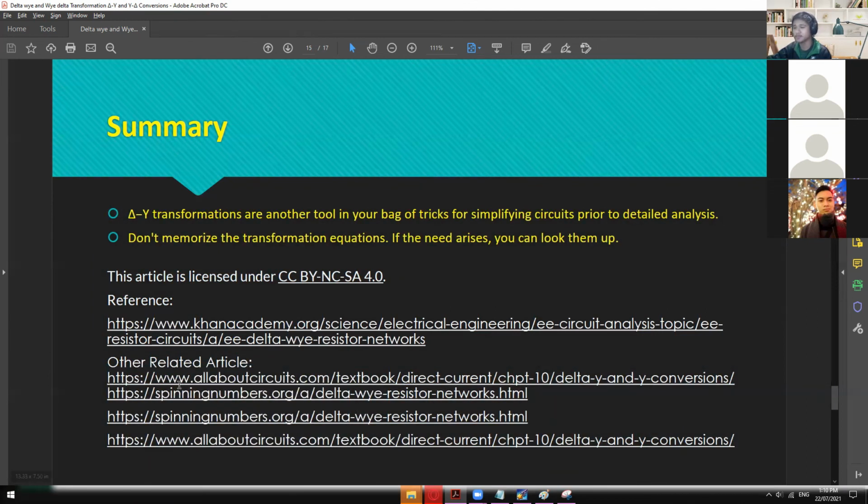So number 1 is www.allaboutcircuits. We have Spinning Numbers, another Spinning Numbers. Naulit lang yata. Delta to Y resistor networks. Naulit nga lang, na double paste ko yata. And then the last one is Direct Current, chapter 10, delta to Y. Ay, naulit ko lang. Okay, there's only 2 related articles, the All About Circuits and then the Spinning Numbers. Okay, so just check those websites.